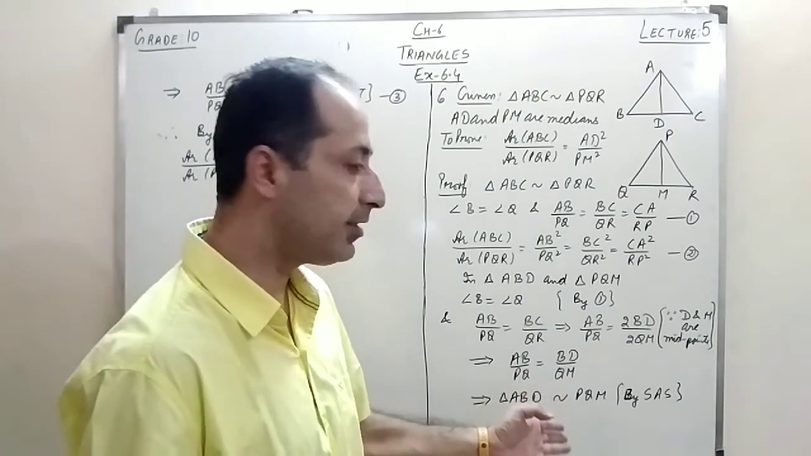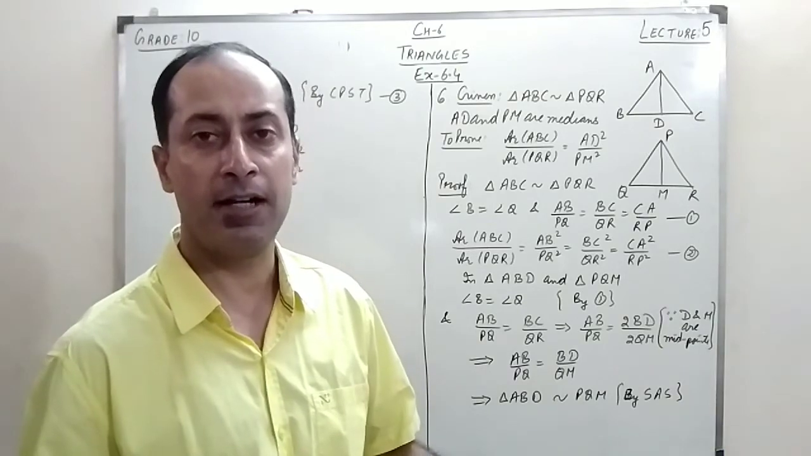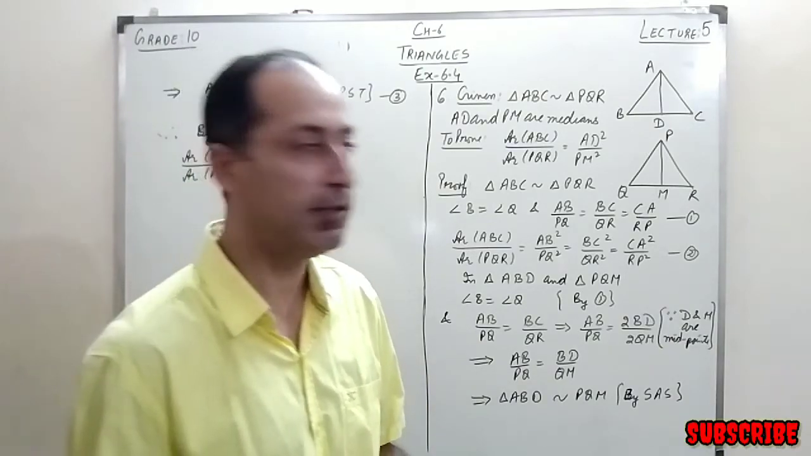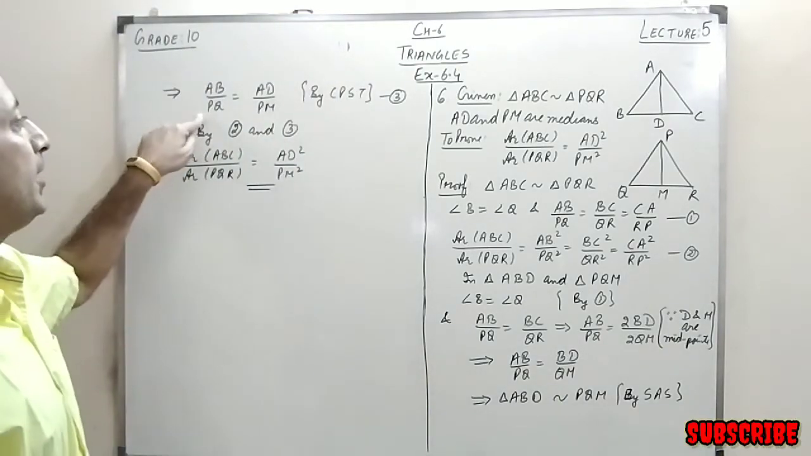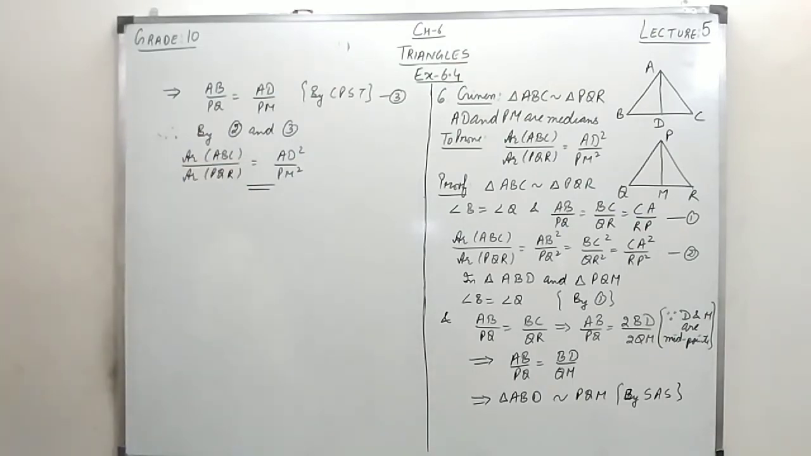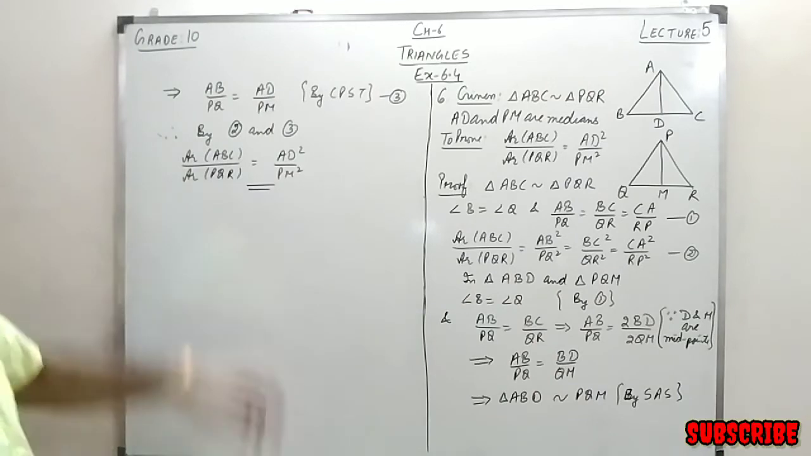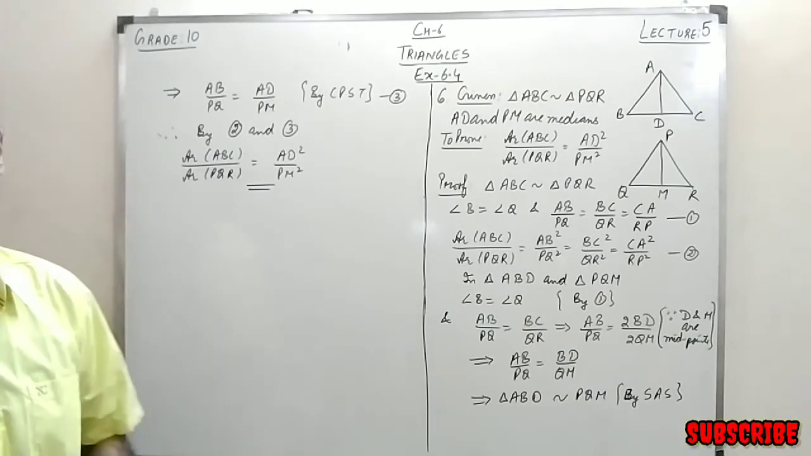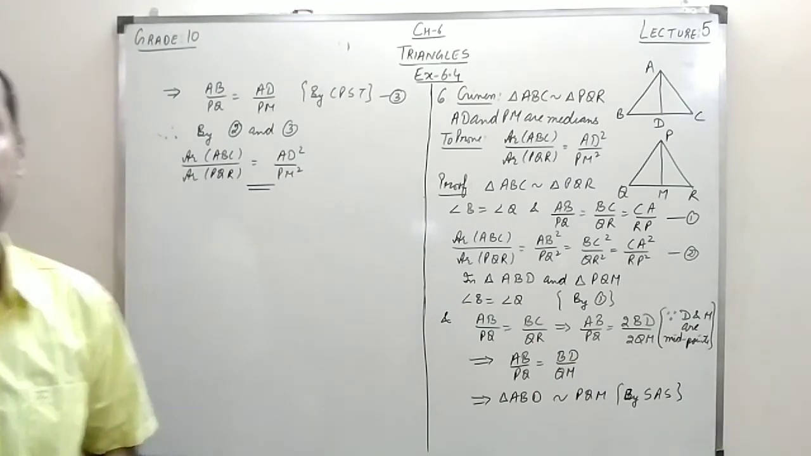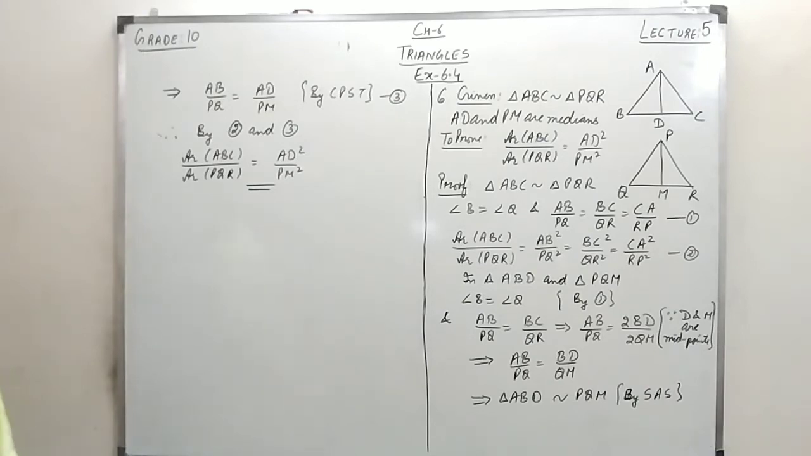Now when the triangles are similar, obviously the ratios of the remaining sides also become equal. So we can write AB by PQ is equal to AD by PM. And using this, we can say that area of ABC upon area of PQR is equal to AD square by PM square, right?